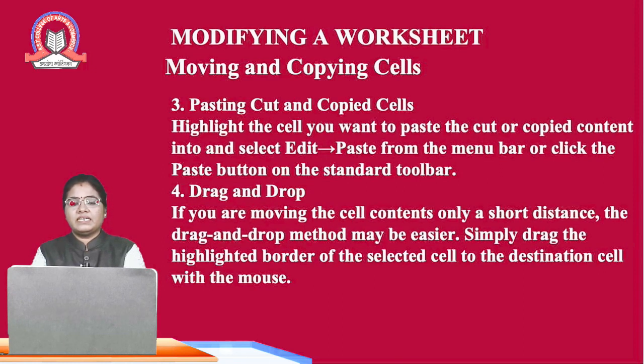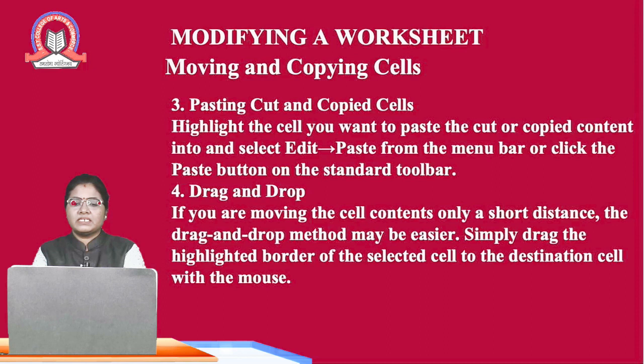Pasting cut and copied cells. So how to paste? After cutting or copying, we want to select the edit option, then where we want to paste, we click the icon after the edit, paste. Next, shortcut option is there for cut, that is Ctrl plus X. For copy, Ctrl plus C, and for paste, Ctrl plus V. Plus represents pressing the buttons of Ctrl and V at once.